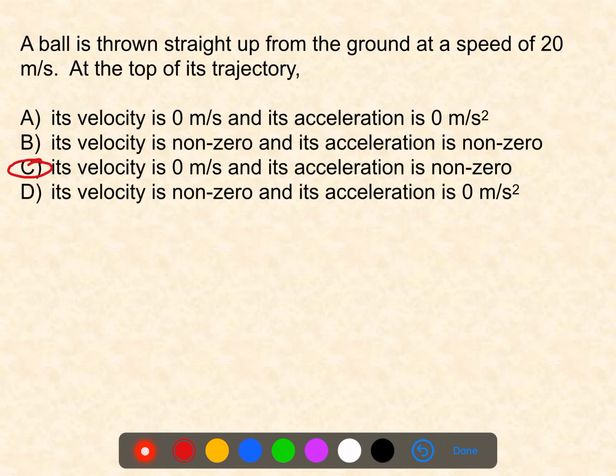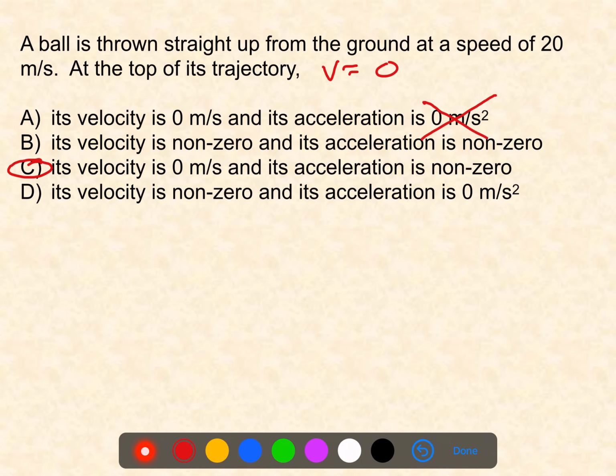Now, if not, don't feel bad because this does seem maybe at first glance to be counterintuitive. Most of us are able to deduce that at the top of the trajectory, the velocity is equal to 0. Okay? But a common misunderstanding is that that means the acceleration is equal to 0. Just because velocity is equal to 0 does not mean necessarily that acceleration is equal to 0.